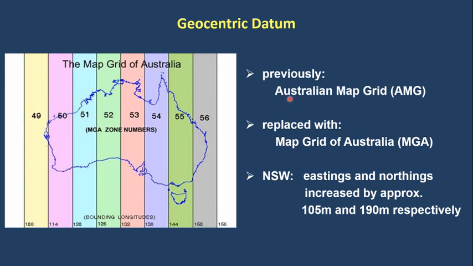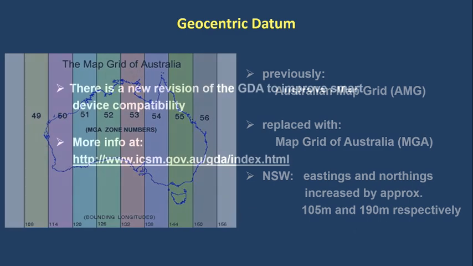This is the new guy. This one here, the Australian map grid, is the old guy. Why that's important is because old maps are different now to new maps. And in particular, what happened is on the new maps, to go to the map grid of Australia, we've had to change the eastings by about 105 metres and the northings by 190 metres. So there's a bit of a mismatch between our old maps and our new maps.